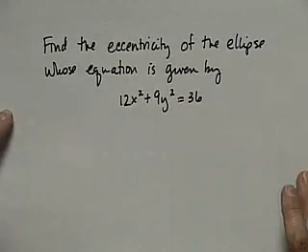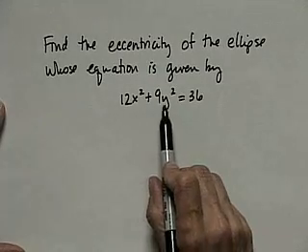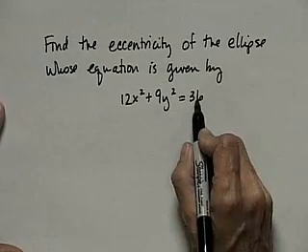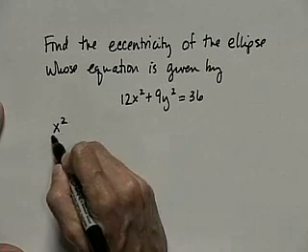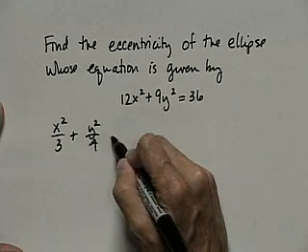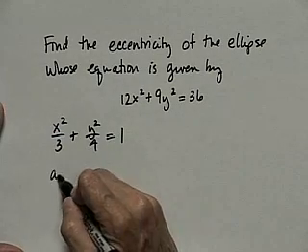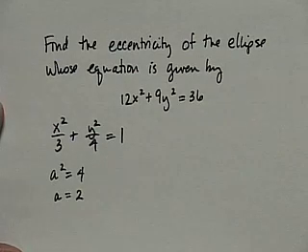Well, let's find an eccentricity given an equation of an ellipse. What we're going to do is find the eccentricity of the ellipse whose equation is given by 12x squared plus 9y squared equals 36. We need to divide every part of the equation by 36 to get x squared over 3 plus y squared over 4 equals 1. Now 4 is a squared, so a must be 2.